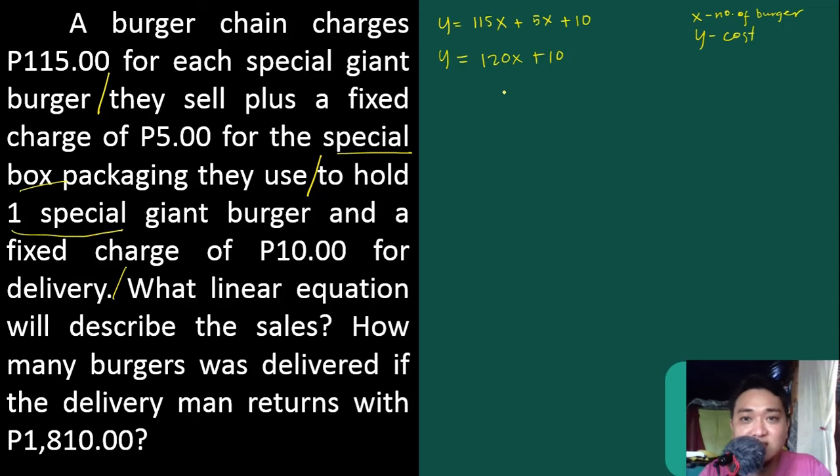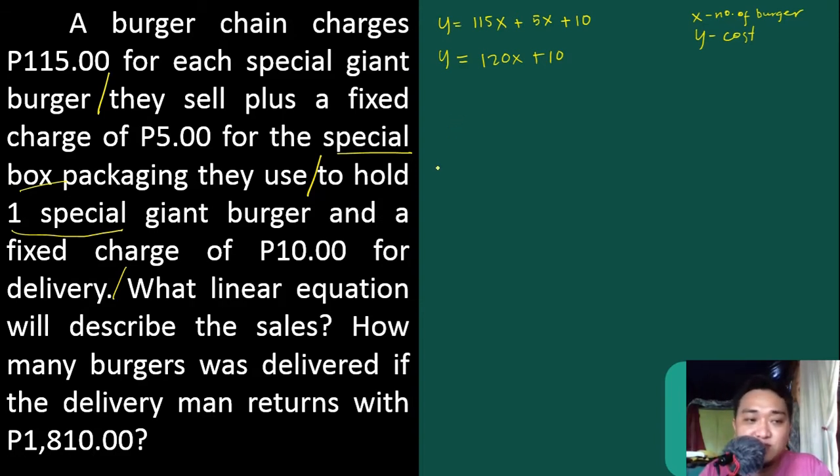Let us try. Kung umorder nga tayo ng isang burger lang, isang special giant burger lang. So, kung umorder tayo ng isa, babayad tayo ng 115, charge pa yung box niya, which is 5. So, 120 nga. 120 times x, or 120 times 1. Tapos, dineliver pa nila. So, 120 plus 10, that is 130. Ganun po. The same goes with kung nag-deliver sila ng 2 or 3 or 4 special giant burgers.